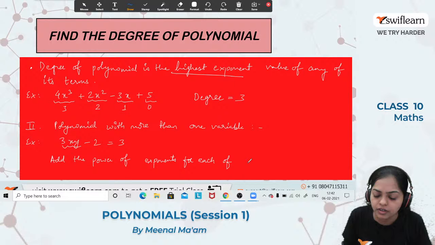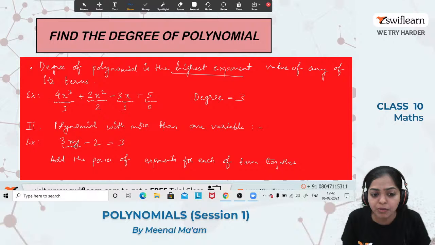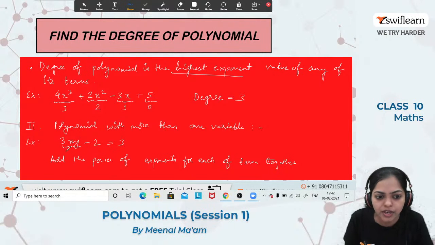Alright, here we can't say directly what the power of this term will be, because it consists of two variables. So here we have to add the powers of the exponents for each term. The power of x is 1 and the power of y is 1. So we have to add them: 1 plus 1 is equal to 2. So the power of this term is 2.